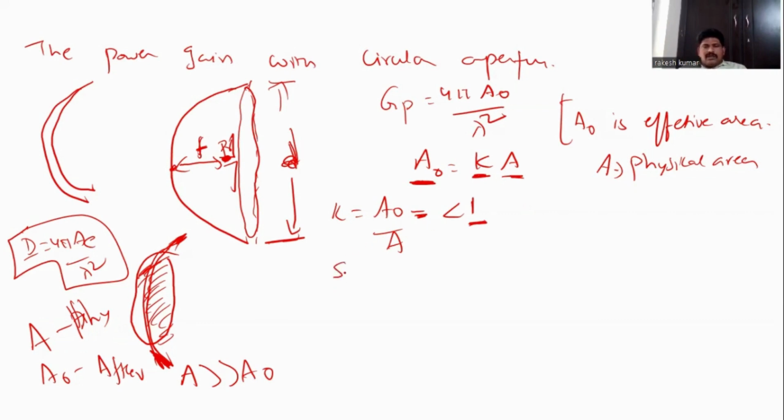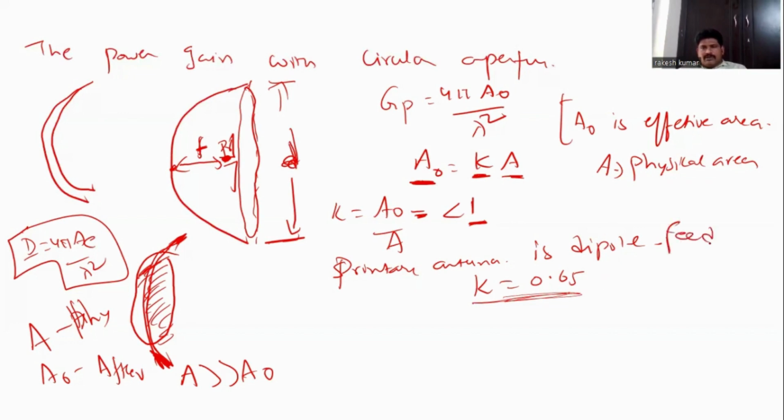Here the primary antenna is a dipole. For a dipole, the value of K is equal to 0.65. This is a very important thing you want to remember. Therefore, GP is equal to 4 pi, and in the place of A naught, I will replace it with K into A, so K into A by lambda square.